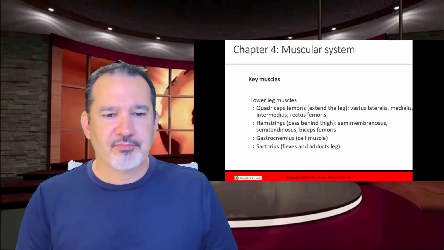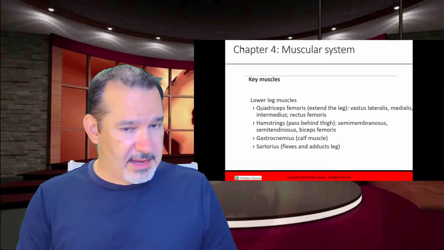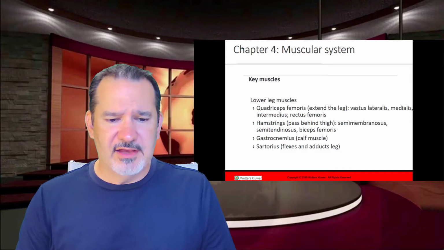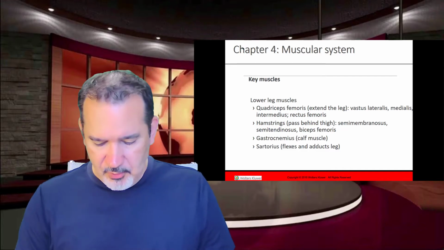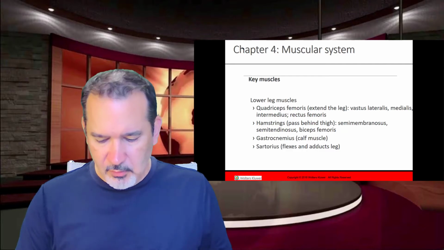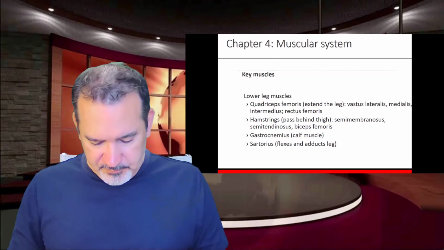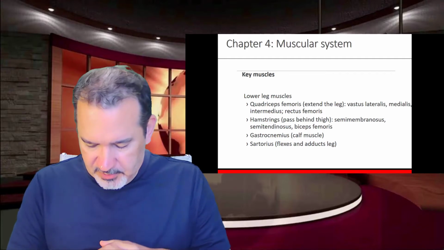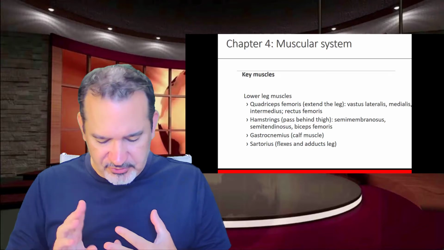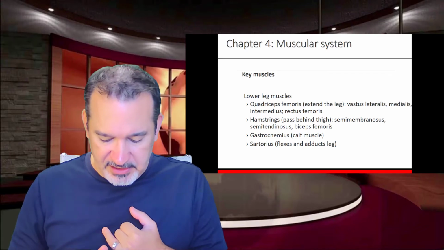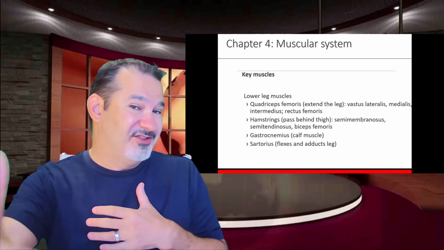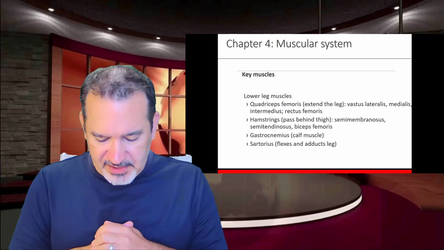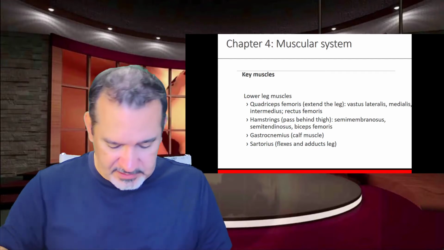Okay. Let's see. Some of the lower leg muscles: the quadriceps, hamstrings, and the sartorius are all important muscles in the lower leg. There are two groups of muscles in the lower leg. The first is the quadriceps femoris, which includes the vastus lateralis, medialis, and intermedius, which all work to help extend the leg. And then the rectus femoris, which flexes the thigh and helps to extend the leg also.